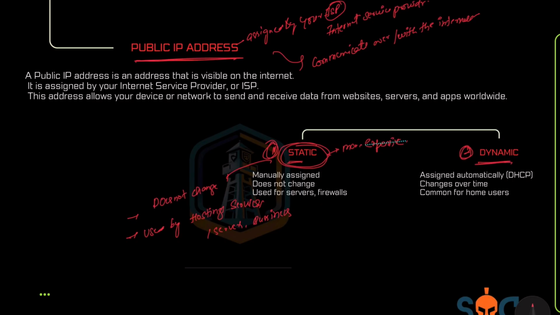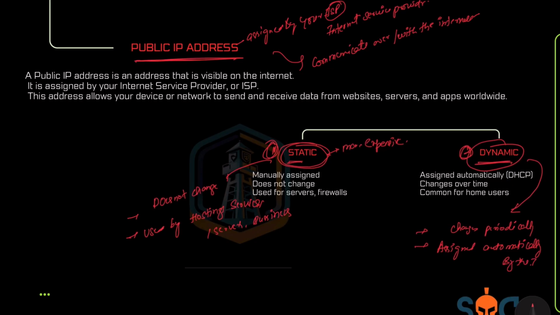Okay, moving to the dynamic. Dynamic means, by the name itself we can say it changes periodically. These dynamic public IP addresses are assigned automatically by the ISP. What is ISP? Internet Service Provider. So it is basically used by most home users like us.